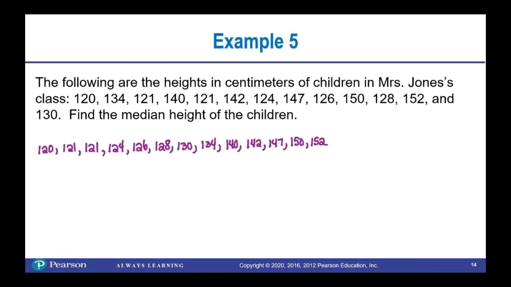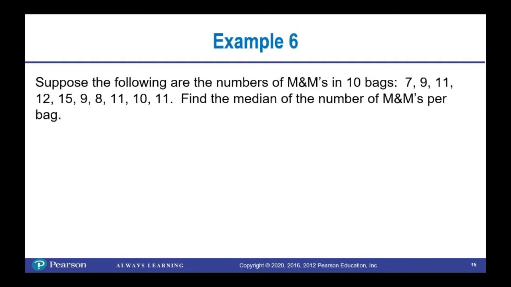Then we mark off a low value and a high value, and we keep marking off low and high values until we get to the middle value. And here, our median, our middle value, is 130. The notation that we use for median is a capital M. Let's look at another one.